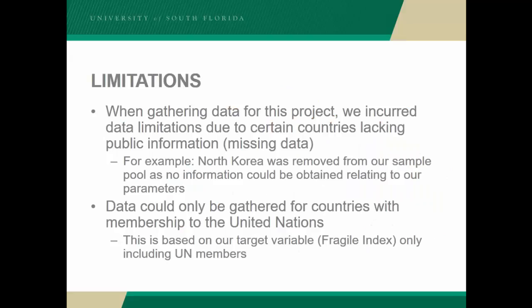During our project, we ran into some limitations when we were gathering data. We incurred limitations due to certain countries lacking general public information, so we had missing data. For example, North Korea was removed from our sample pool as no information could be obtained relating to our given parameters. Another limitation was that the data could only be gathered for the countries that were in the United Nations. This is because our target variable, the fragile state index, only included United Nations members.